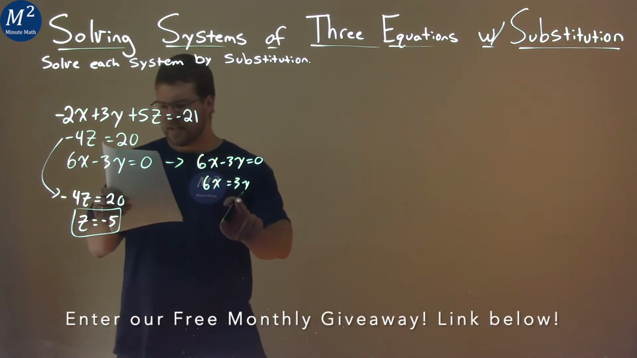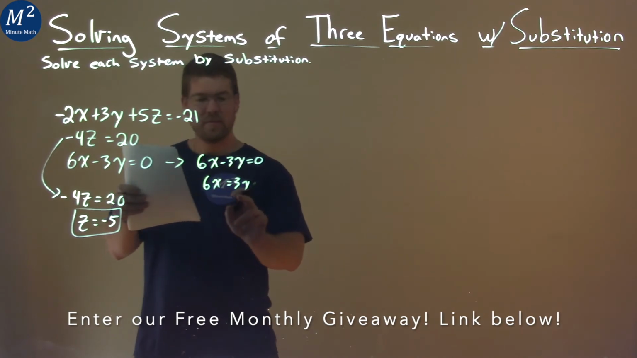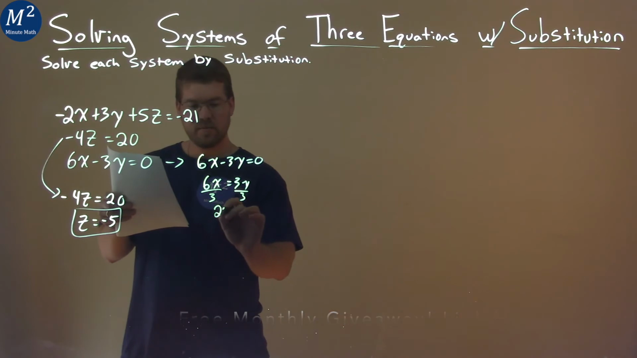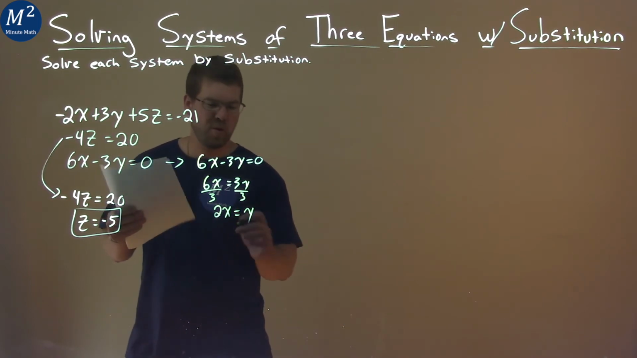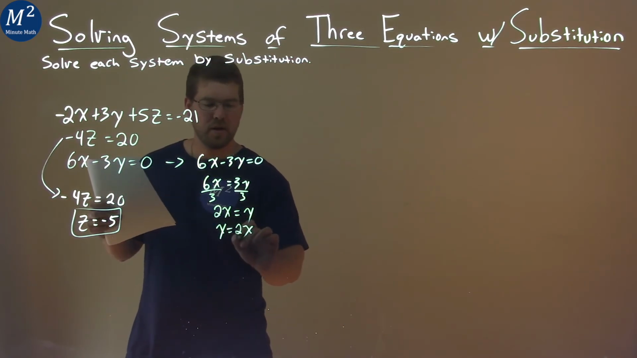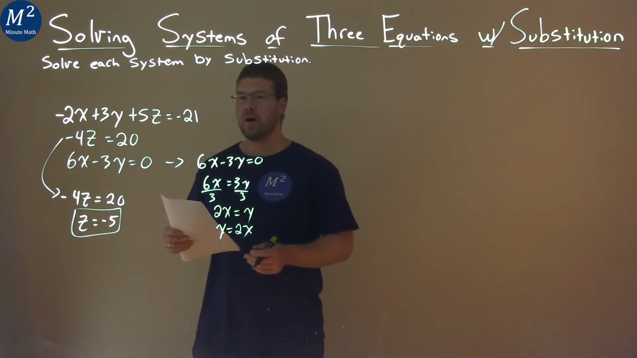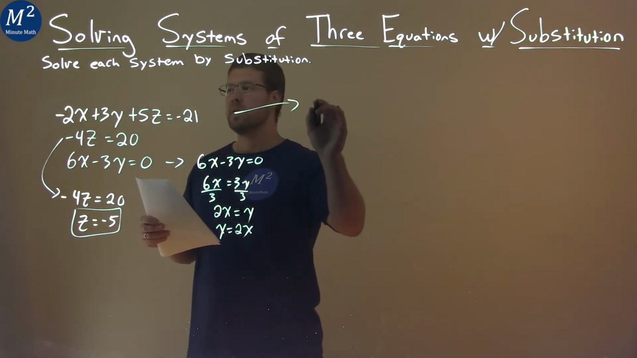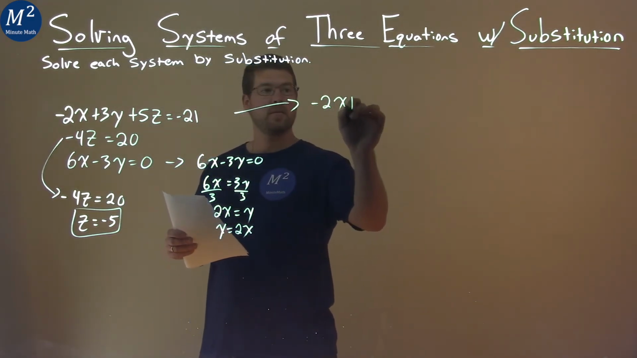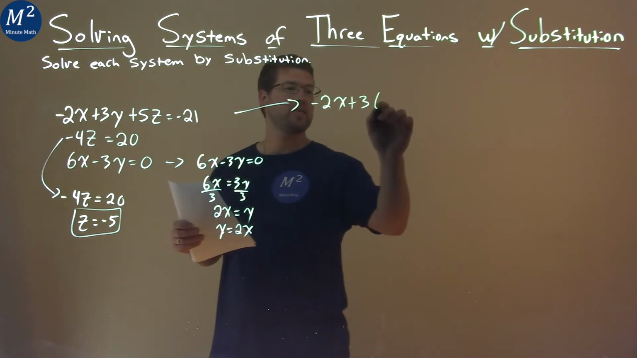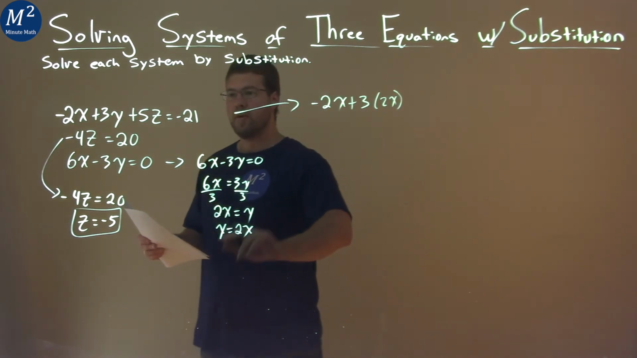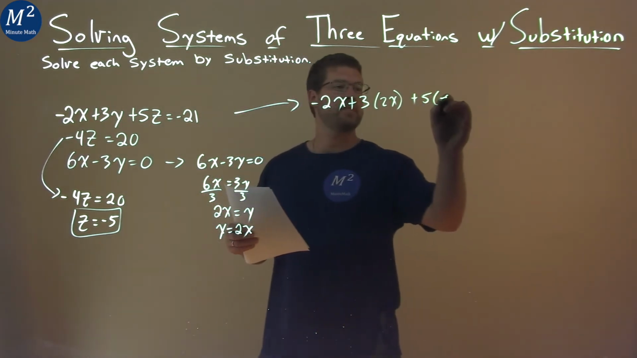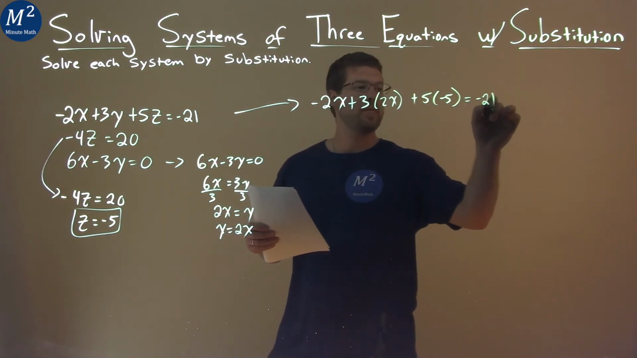Well, divide both sides by 3, and we have 2x is equal to 1y. Or if we want to write it like this, y equals 2x. So that was actually pretty easy to get y by itself as well. With both of this information, I take my first equation, negative 2x plus 3, and instead of y, I can put 2x in. Then we have plus 5, and instead of z, I put a negative 5 in. That's equal to negative 21.